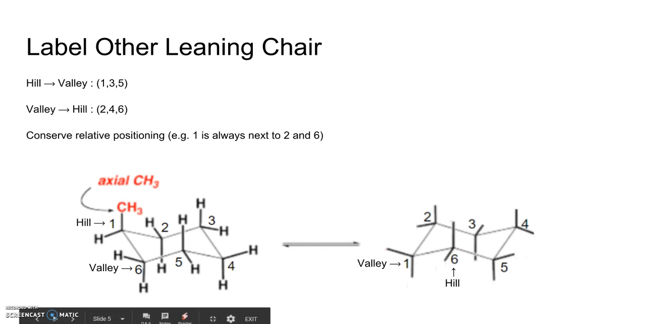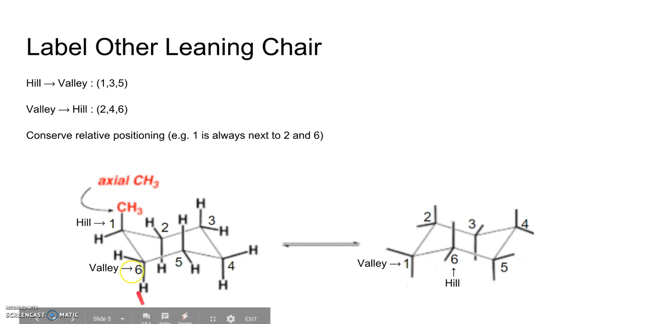Think of this ring as being comprised of hills and valleys. Each carbon in the ring is either in a valley or on a hill. After the chair flip, the carbons in the valley end up on the hill, while the carbons on the hill end up in the valley. So they essentially flip places, but the relative positions of the carbons need to stay the same, or else we would be making a different molecule.